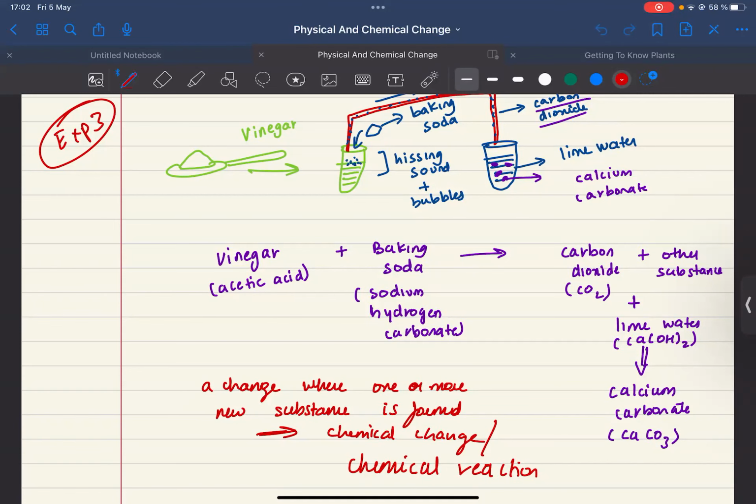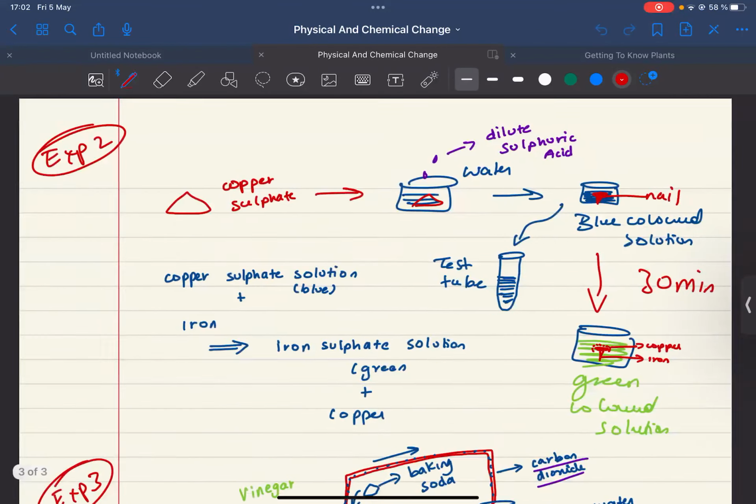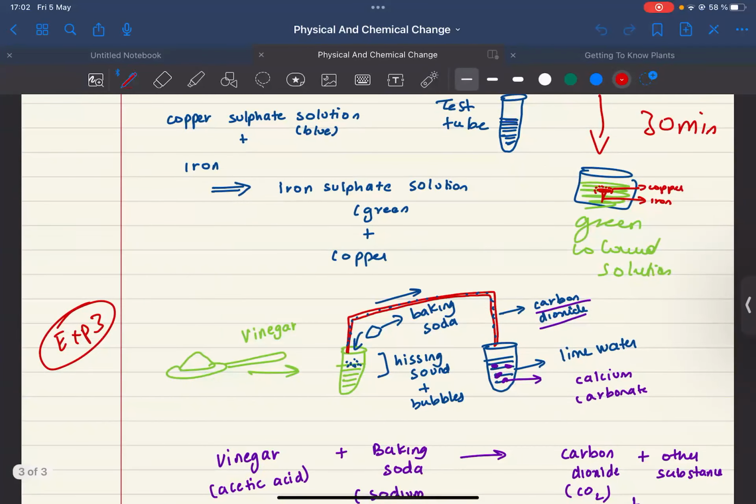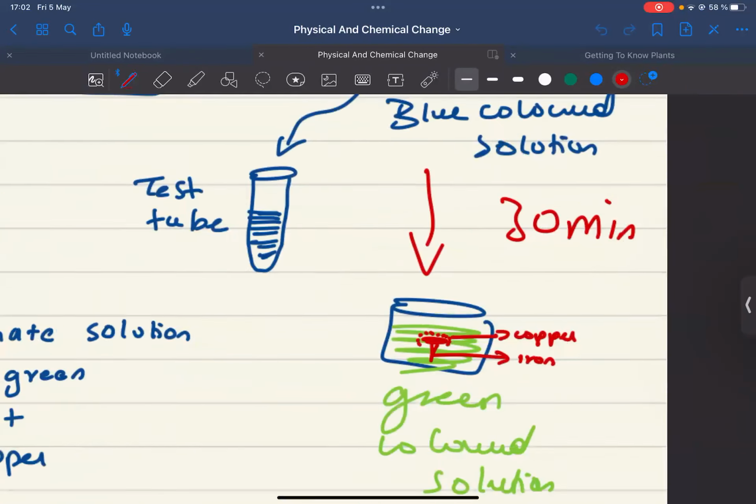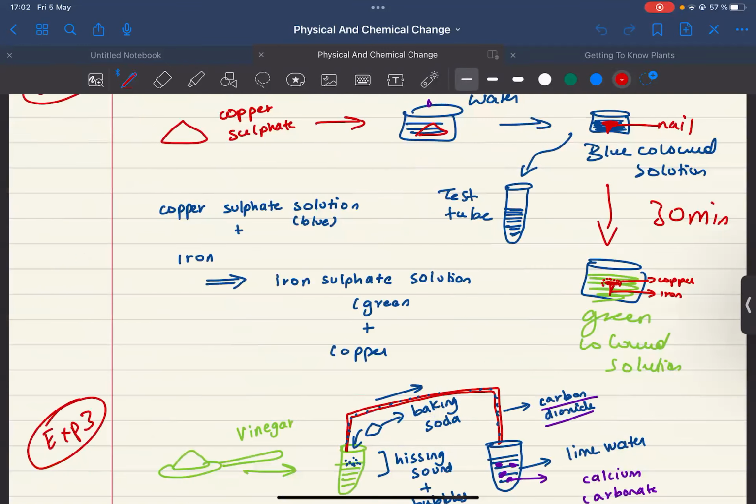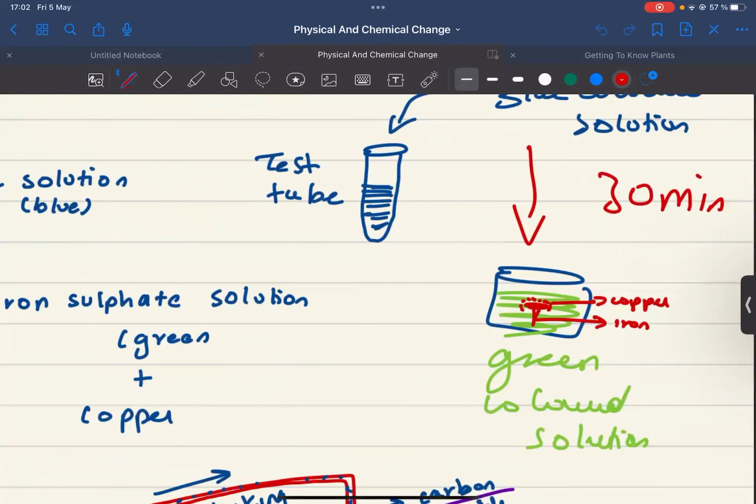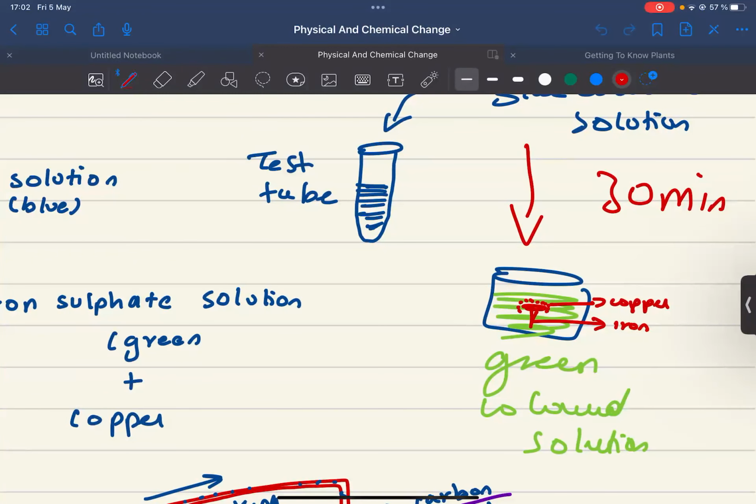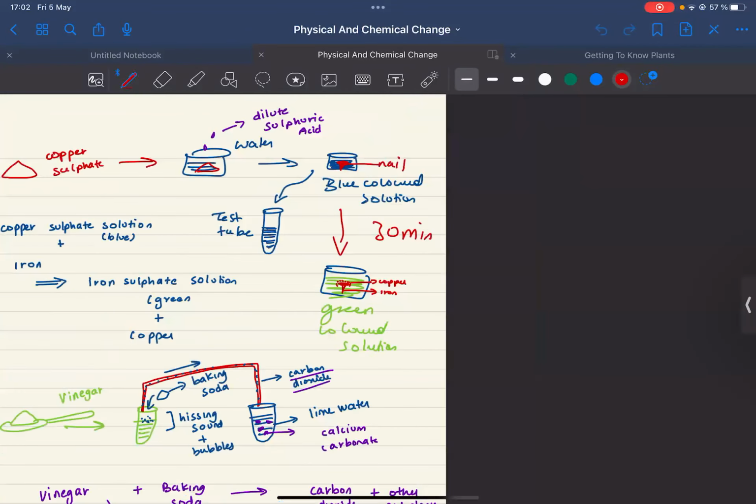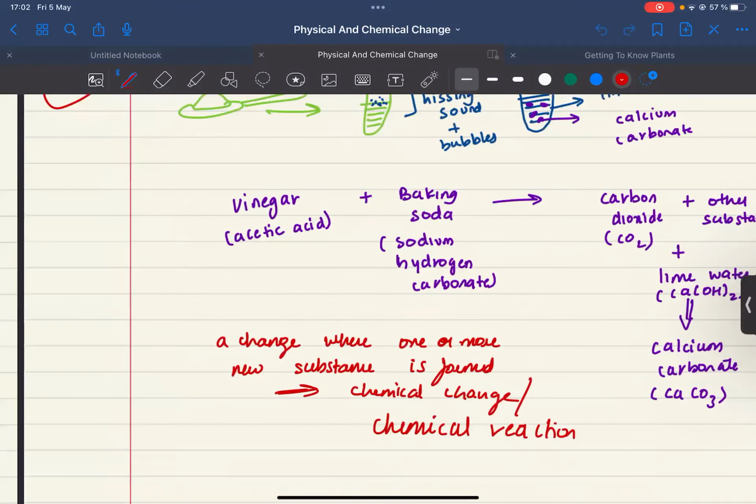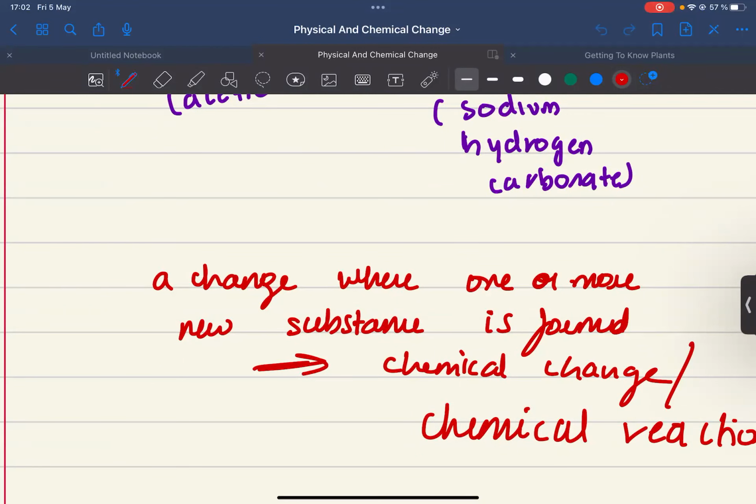All right. And we also saw the process of rusting, right? By putting a nail inside the copper solution, we saw that copper was deposited on the shaving blade or the iron needle. So we saw that in the other activity. The change in which one or more new substances are formed is known as a chemical change or chemical reaction. Chemical changes and chemical reactions are very important in our life. All new substances are formed as a result of chemical changes.